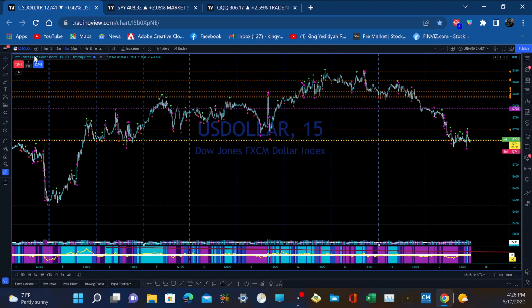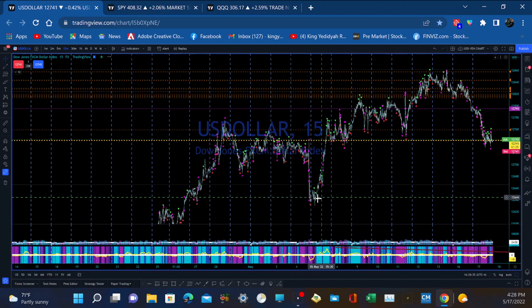But this index is the Dow Jones FXCM dollar index, and to me it's a more comprehensive look at the dollar as a whole against other currencies. Again, that's a matter of my own opinion. So that's my thesis on the US dollar. I think we're going to have a cooling off period. We're going to come back and catch some buyers around here, you know what I'm saying?